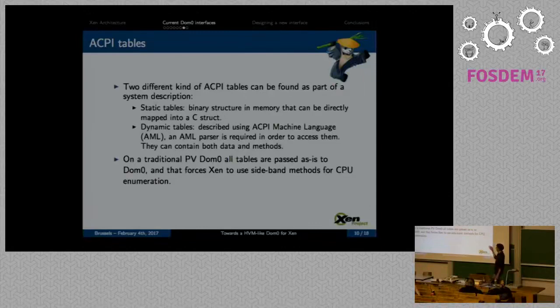And one of the problems is that on a traditional Dom0, all these tables are passed as is to the guest, which means that the information received by Dom0 is not the information that it should have received. For example, you can limit Dom0 to 2 CPUs, but if it looks at the ACPI tables and the hardware system has 16 CPUs, it will think that it has 16 CPUs, because we simply don't fix that at all, and we pass the tables as is to Dom0.